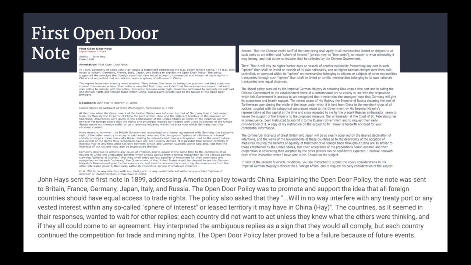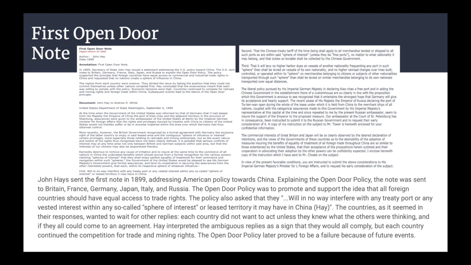The first open door note was written by Secretary of State John Hay in 1899, addressing American policy towards China. Explaining the open door policy to different countries, it was to promote and support the idea that all foreign countries should have equal trading rights. The policy asked that they in no way interfere with any treaty port or any vested interest within any so-called sphere of interest, or leased territory it may have in China.